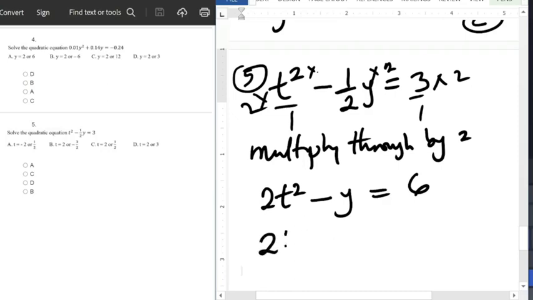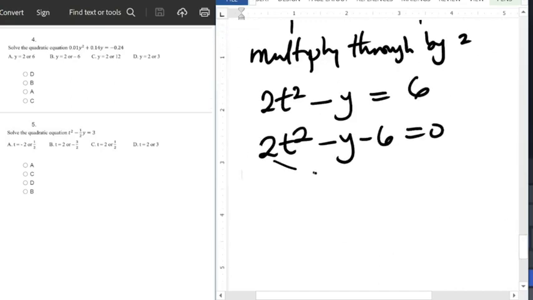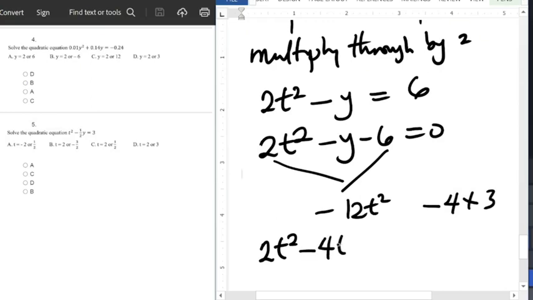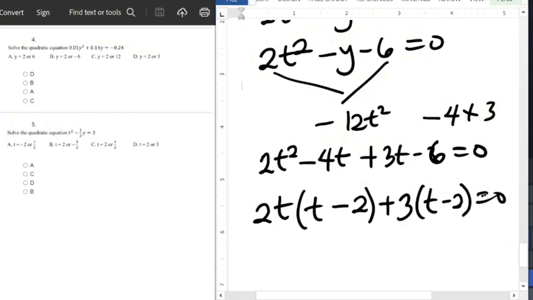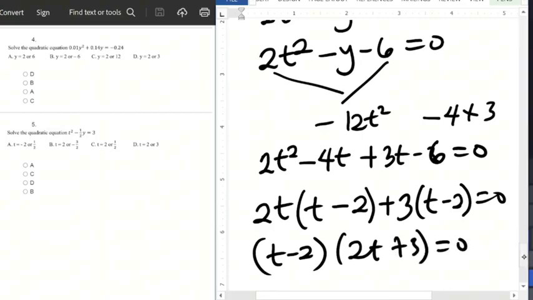So you can then rearrange that: 2t squared minus t minus 6 equals 0. So you can then solve that. This will give us minus 12t squared. So this is going to be minus 4 times 3. So minus 4 plus 3 will give us minus 1. Therefore we have 2t squared minus 4t plus 3t minus 6 equals 0. So we factorize: 2t is common to both of these terms, so we have t left here, minus 2 here. Plus, what is common is 3, so t minus 2 again equals 0. So that means we have t minus 2, and then 2t plus 3 equals 0.